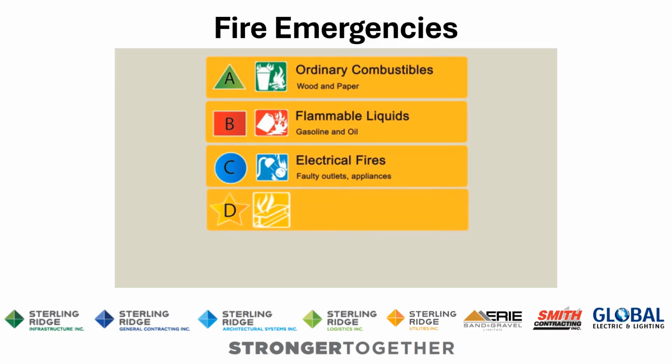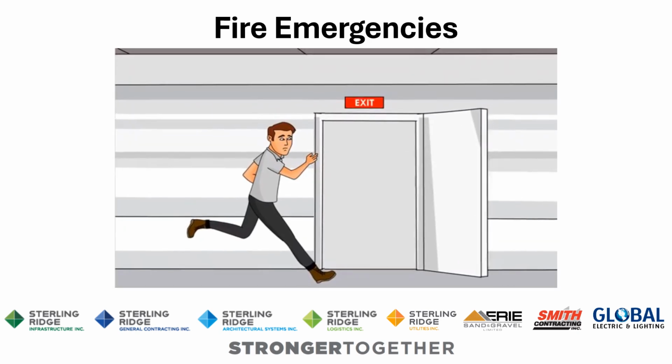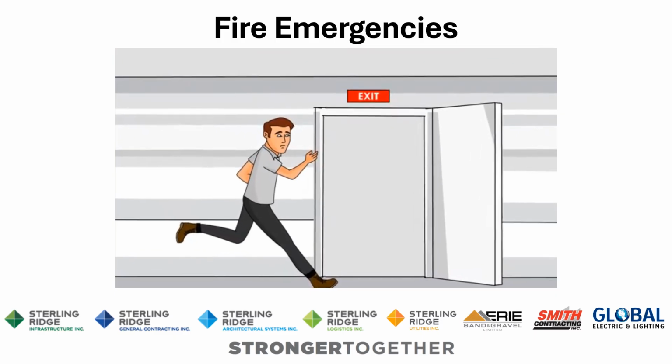Type D is used on flammable metals such as magnesium and titanium. And Class K extinguishers are used when fires involve cooking media, fats, grease, and oils. All commercial cooking sites such as restaurants need this extinguisher. If you don't feel you can safely put out the fire, exit the building immediately.